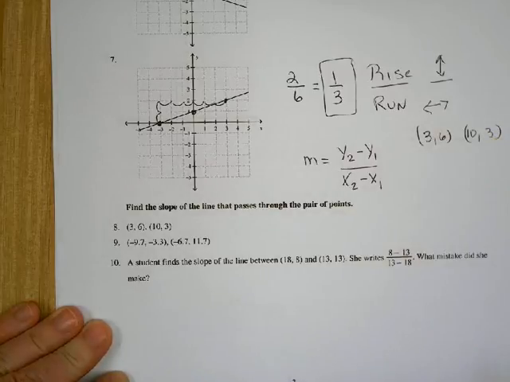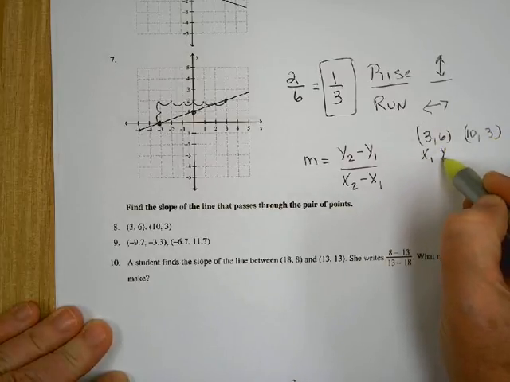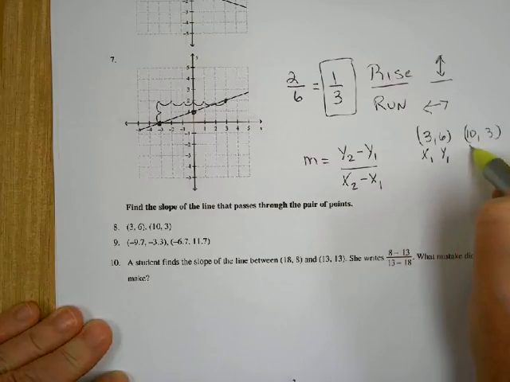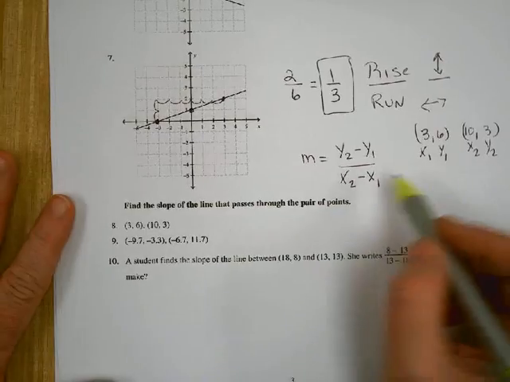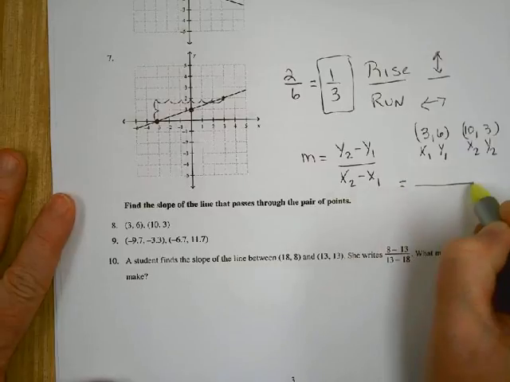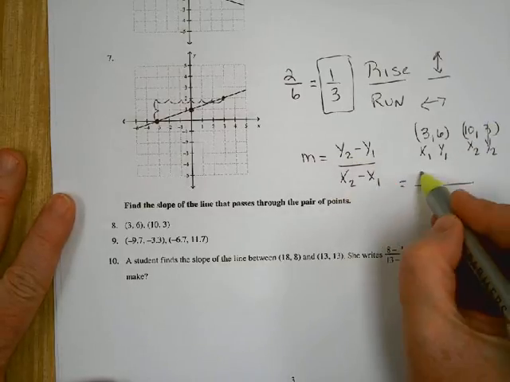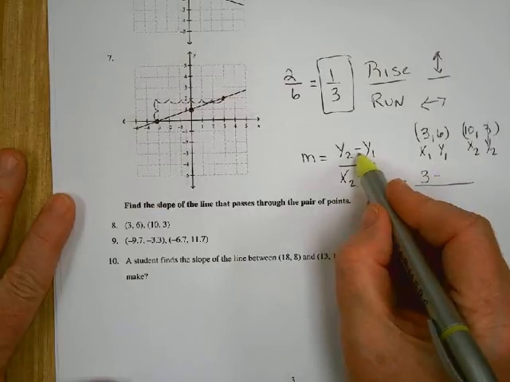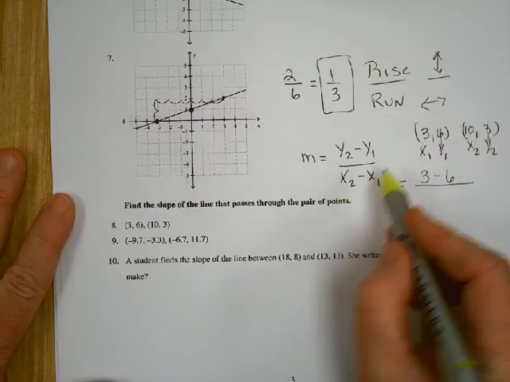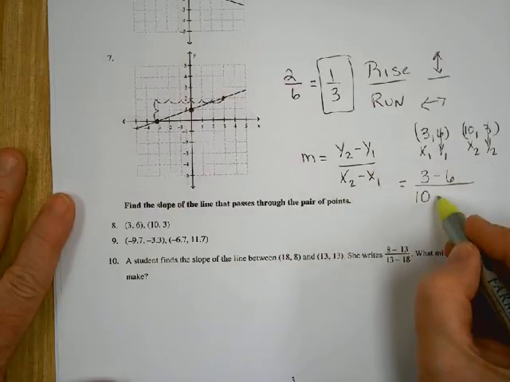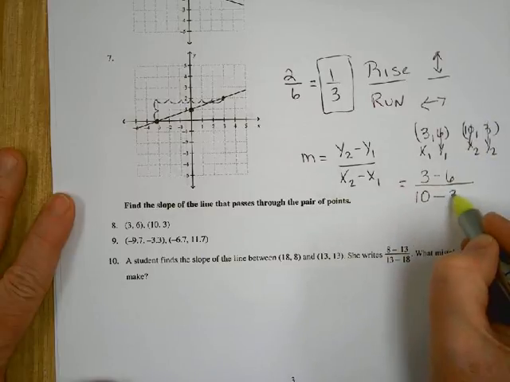It's very important that you label these points. This is x sub 1 and y sub 1, and this is x sub 2 and y sub 2. Those subscripts are simply labels. They tell me that it's the first x and the first y, and then they tell me it's the second x and the second y. Now be careful as you plug these into your formula. You need y sub 2, which is 3, minus, that comes right from the formula, y sub 1, which is 6. Then you need x sub 2, which is 10, minus 3. Do your subtraction.